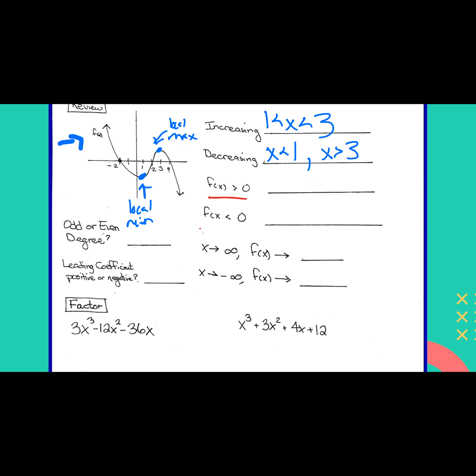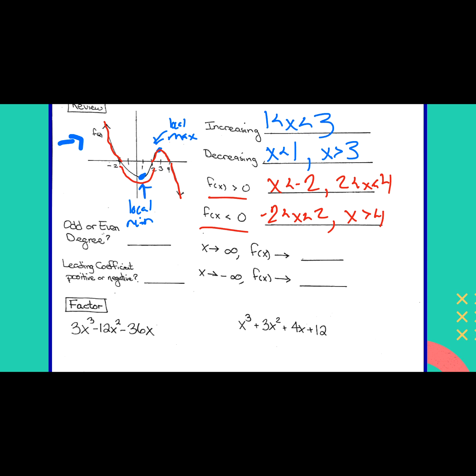Now, as we look at when f of x is greater than 0 or less than 0, that's just talking about when we're above or below the axis. So we are above the axis when x is less than negative 2. Also, we are above the axis between 2 and 4. Right, just above or below. Now we are below the axis from negative 2 until 2. And then we are also below the axis when x is greater than 4.